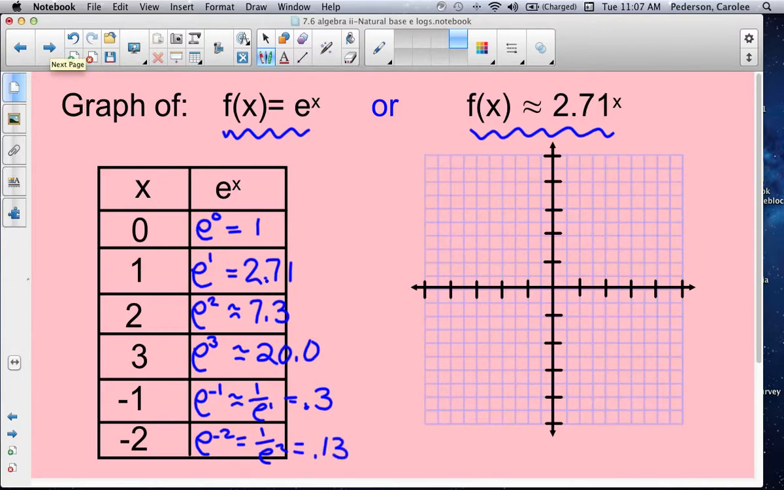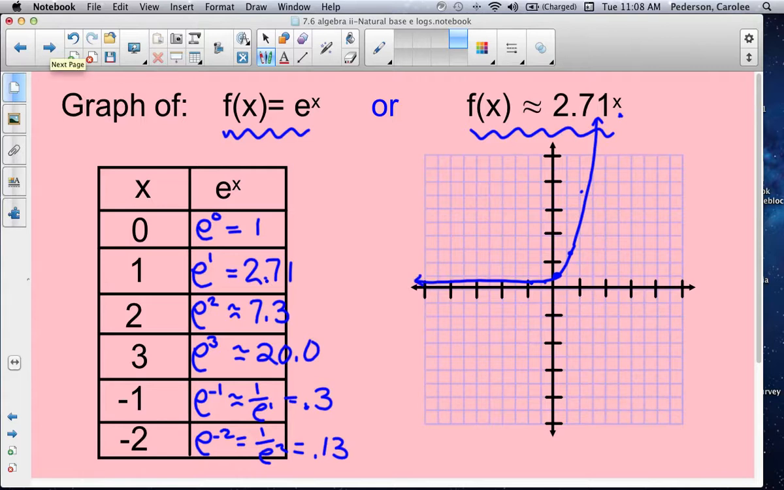So if we graph this over to the right, the first ordered pair is over 0, up 1. The next ordered pair is over 1, up 2.71. The next one is over 2, up 7.3. And then over 3, we are off the charts. And then if we go to the left, negative 1, up a very small amount, negative 2, up a very small amount. What happens to the graph looks like this.